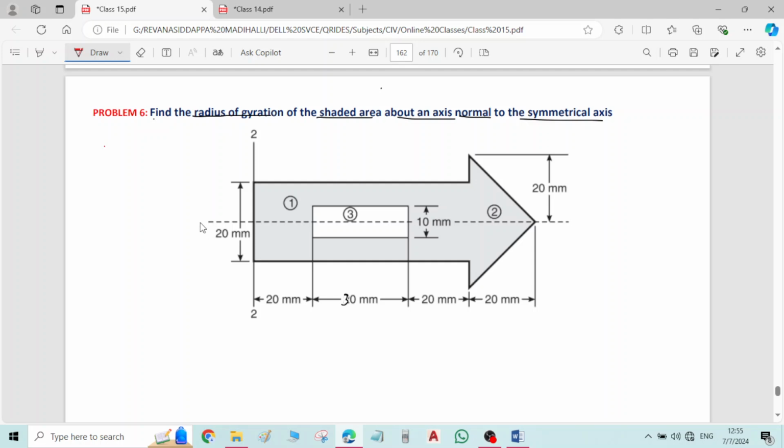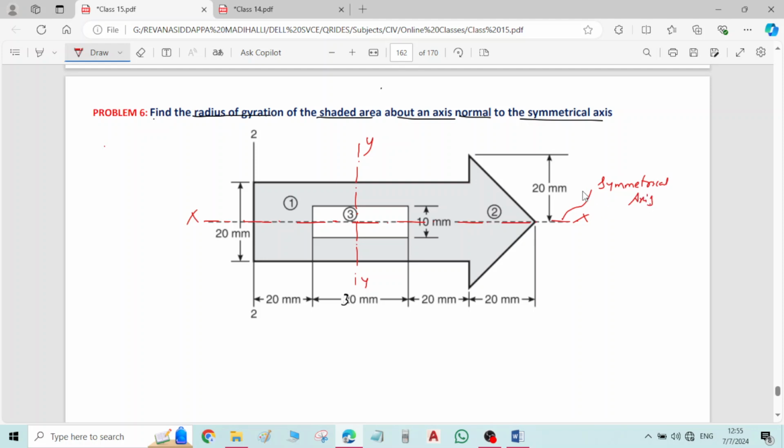So in the figure we can see that if I draw the central x and y axis, so this is the central x axis, and here I will draw the central y axis. So here you can see that the figure is symmetric about the x axis, which means that the x axis is dividing the figure into two equal parts. Therefore this x axis is the symmetrical axis.